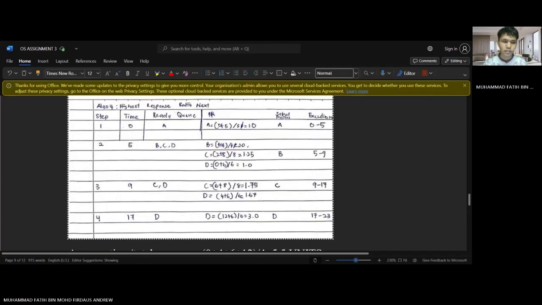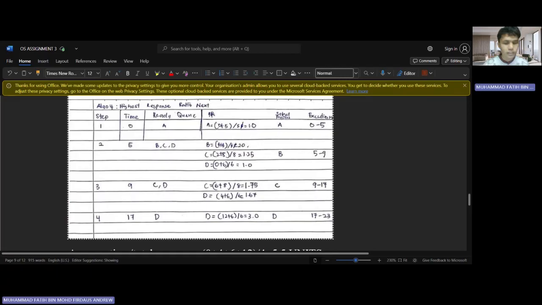So the step 2 is time is 5. So basically time is 5. So process B, C, and D have arrived and are ready in the queue. So when they are ready in the queue, we calculate the response ratio for each process. For the response ratio, B is 4 plus 4 divide by 4, equal to 8 divide by 4, which is 2.0. C is 2 plus 8 divide by 8, you get 1.25. D is 0 plus 6 divide by 6, get 1.0. So with the highest response ratio, we select the B. So the execution is 5 to 9.